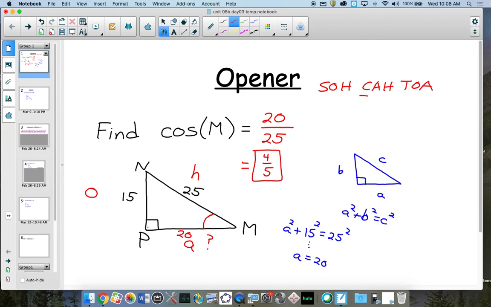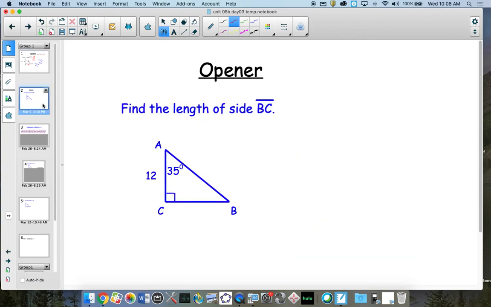Alright, but that wasn't the real opener. Here's your real opener. I'd like you to find the length of side BC. So that's one of the legs in this triangle. Now this is different because I didn't give you all three sides. I didn't even give you two sides, and now we know how to find the third side. But this time I actually gave you an angle. So let's see how we can deal with this approach.